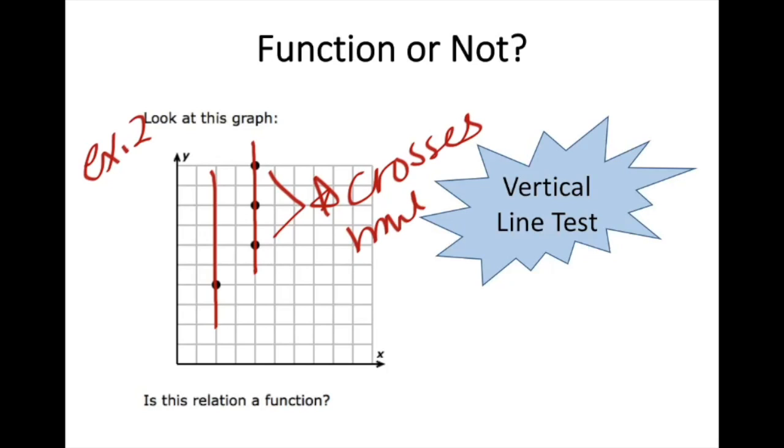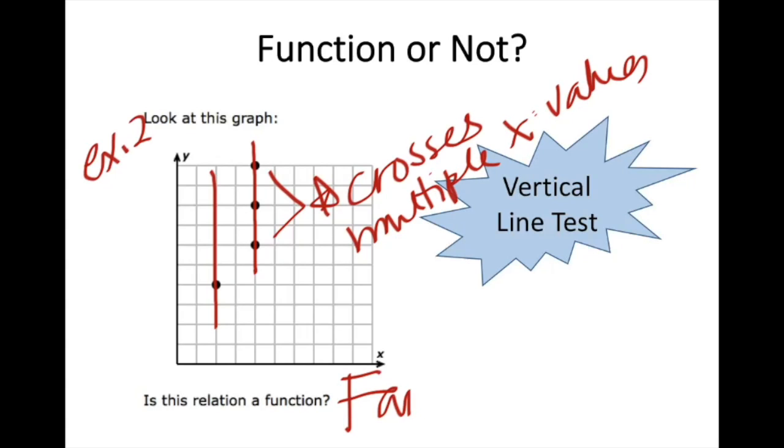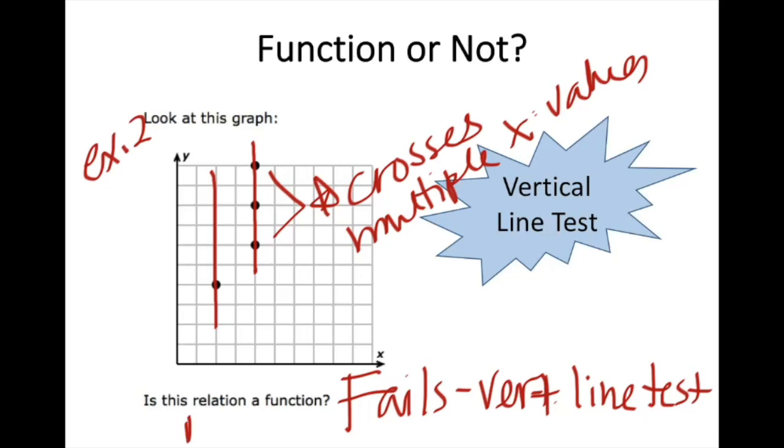So it crosses multiple x values, so it fails the vertical line test. So no, it is not a function. It does not have unique x values. It fails the vertical line test. This works for anything.